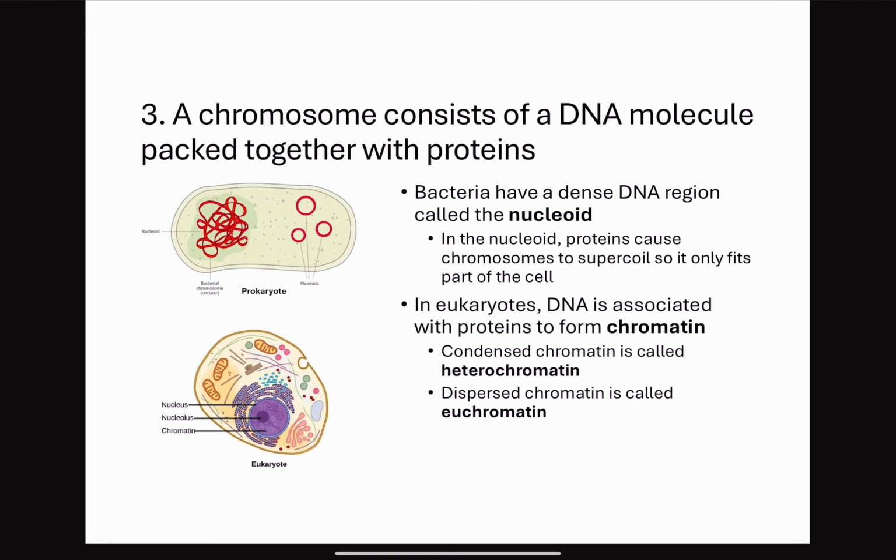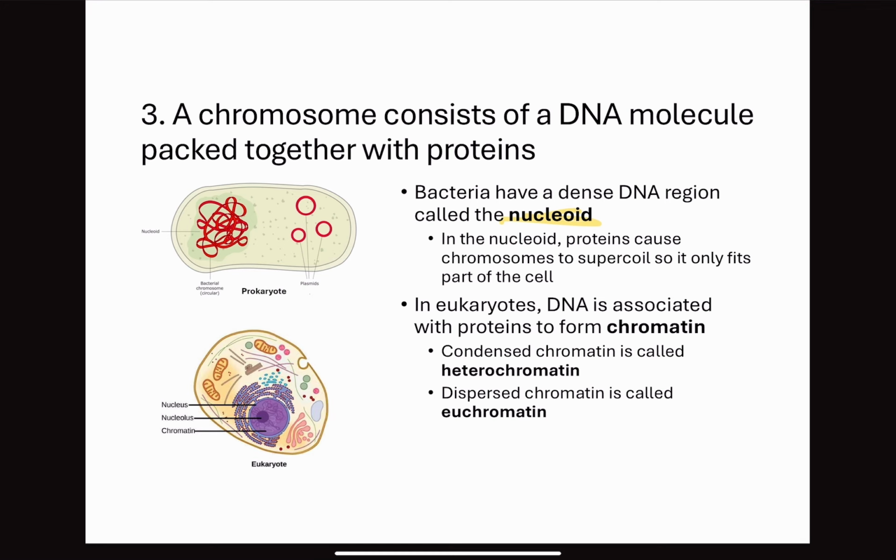Most bacteria have a single circular double-stranded DNA molecule associated with a small amount of protein. A bacterium has a dense region of DNA called the nucleoid. Inside of the nucleoid, proteins cause the chromosome to tightly coil, so it supercoils densely and fills only a small part of the cell.